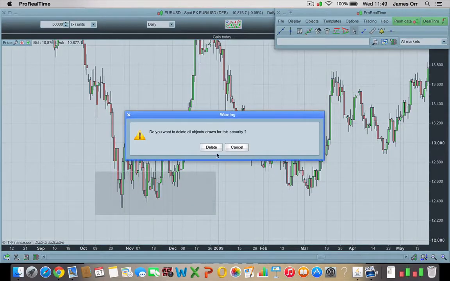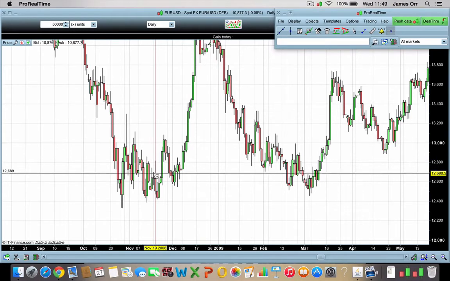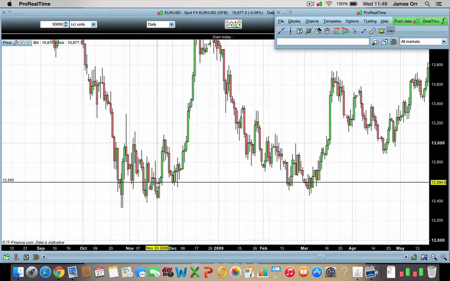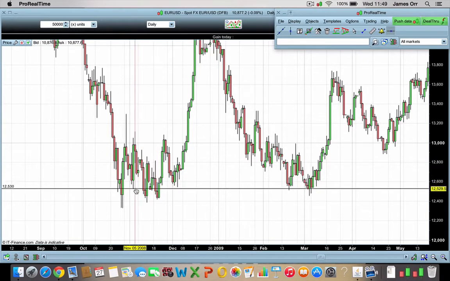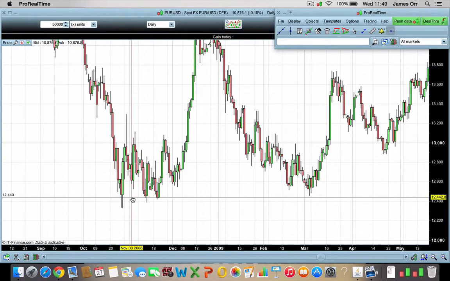So if we just get rid of this just now, what we can see here is, if you take your lines for marking support and resistance, first of all you need to remember that support and resistance is a zone rather than an exact location.